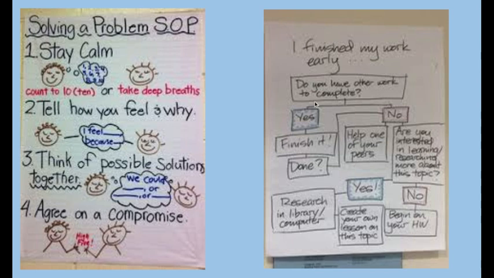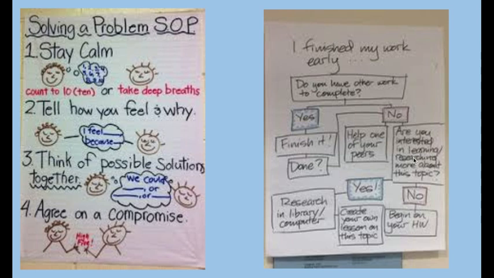Do you have other work to complete? There's a yes, no, right? So it's an if-then. If I do, yes, then finish it. When I'm done, then I can move over to here where it says, do you have other work to complete? No. Help one of your peers is an option.